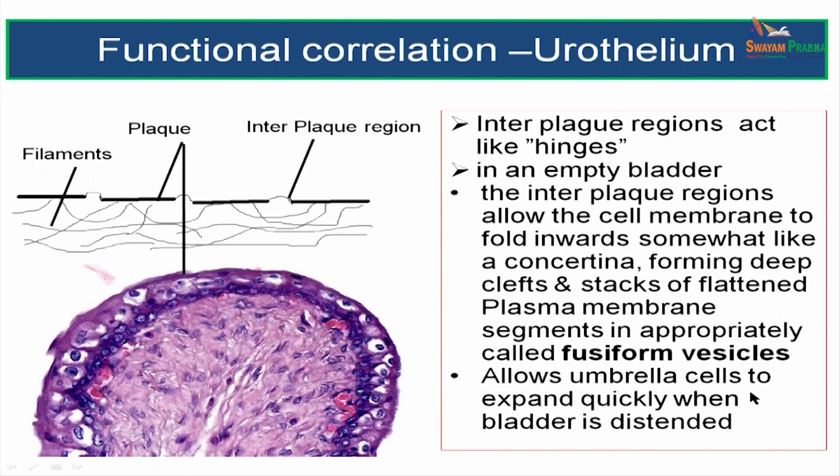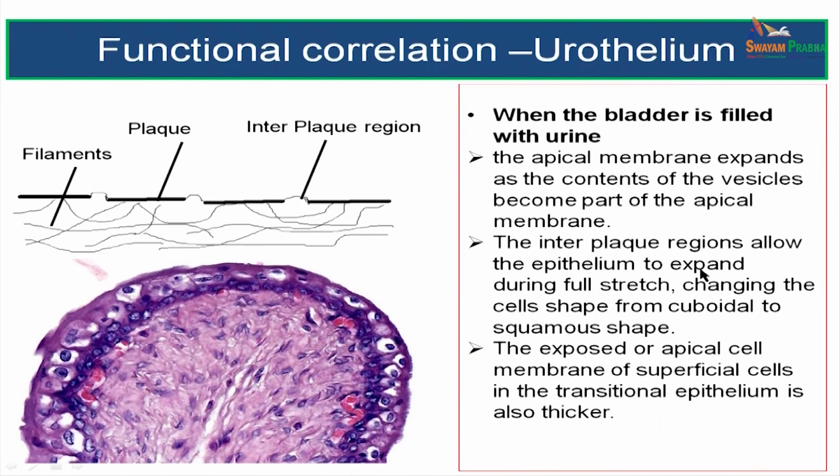So, this allows the umbrella cells to expand quickly when the bladder is distended. Plaques, interplaque region and the fusiform vesicles are seen in an empty bladder. What happens when the bladder is filled with urine? This apical plasma membrane is going to expand, and these stacks or piles of plasma membrane become part of the apical membrane. So, this interplaque region is going to allow the epithelium to expand to full stretch, changing the cell shape from cuboidal to squamous shape.